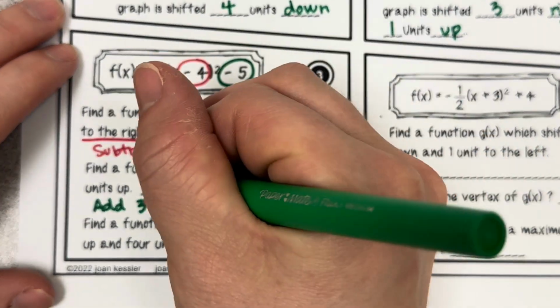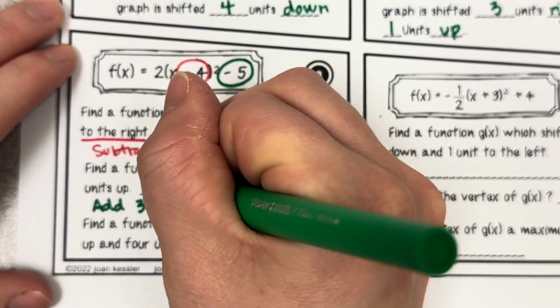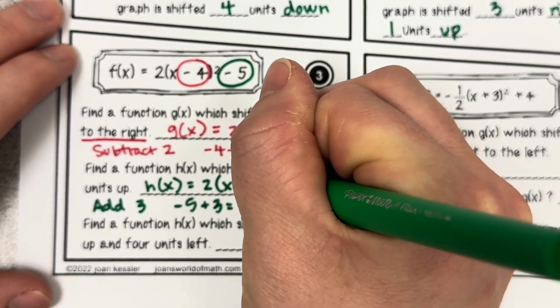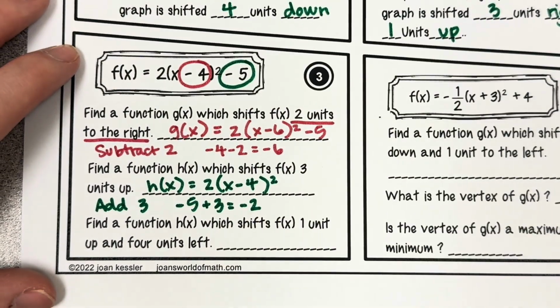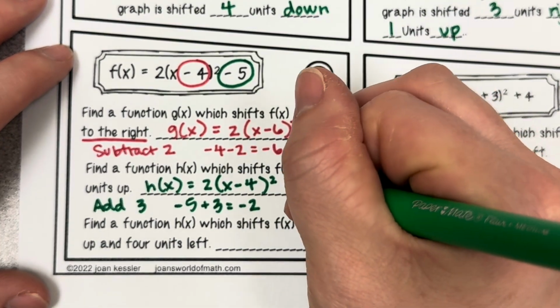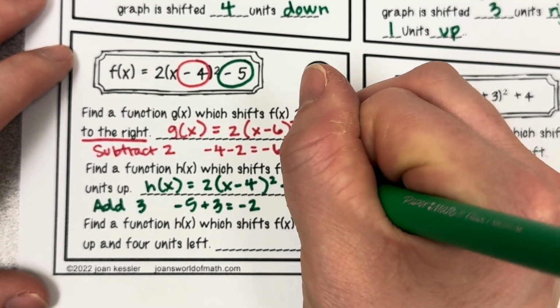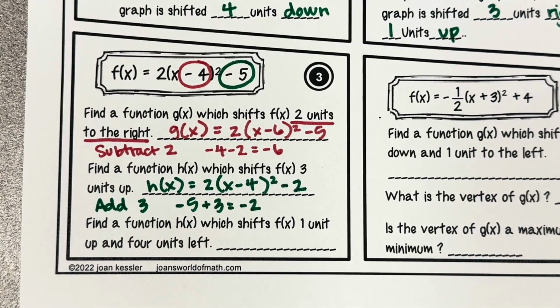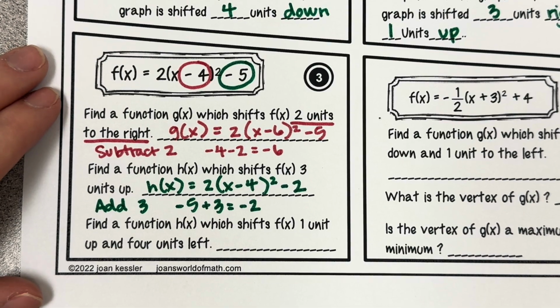Okay, so now h of x, this new function, everything's the same as in our original function. We're back to -4 squared because now we're just shifting it up, but -5 changed to -2 because we had to add 3. Great job.